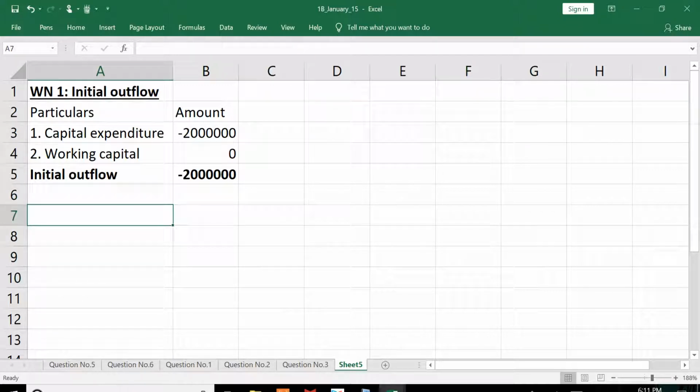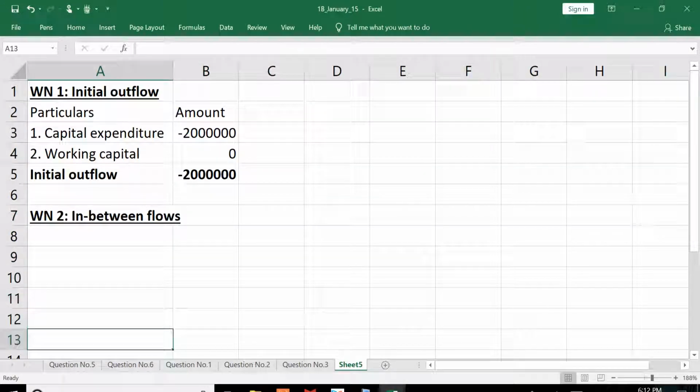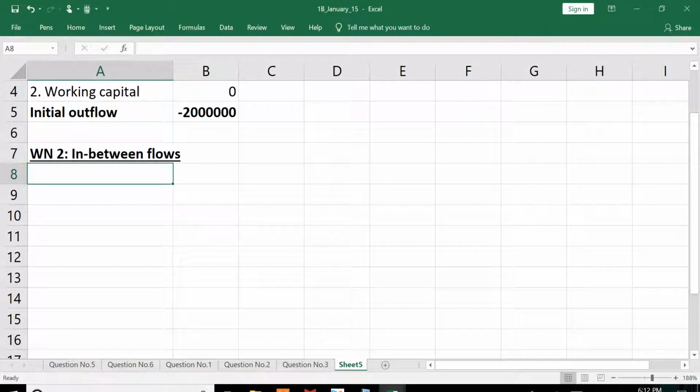Working note 2, in between flows. Okay, now listen. In this project, it's going to be the same number every year. The only differentiator is that in the first 5 years there is depreciation, and in the next 5 years there is no depreciation.